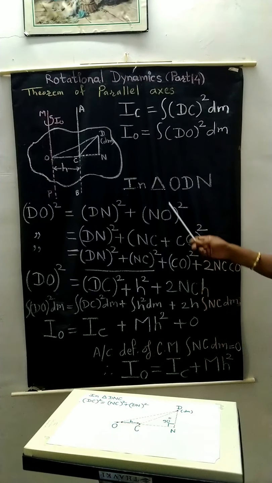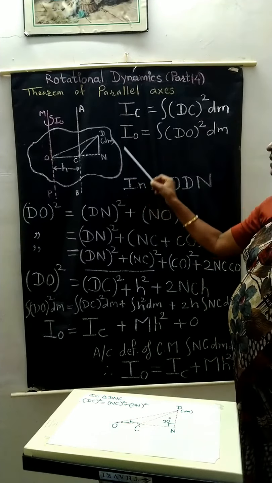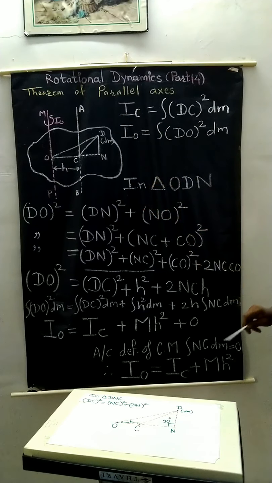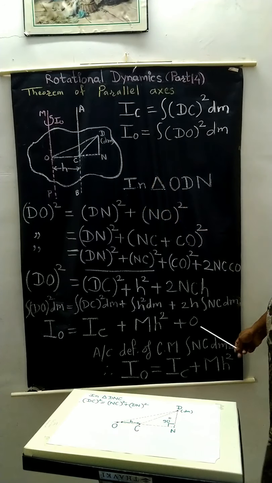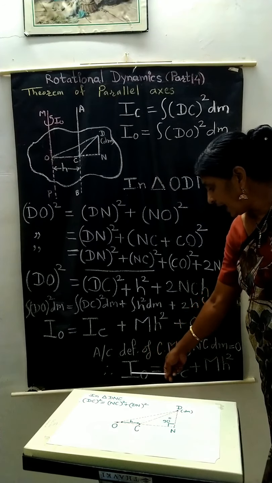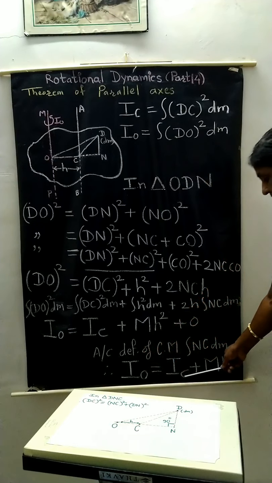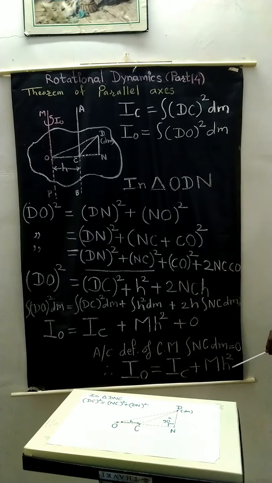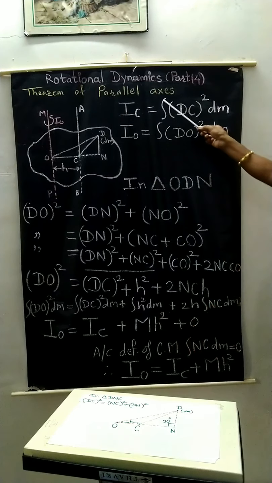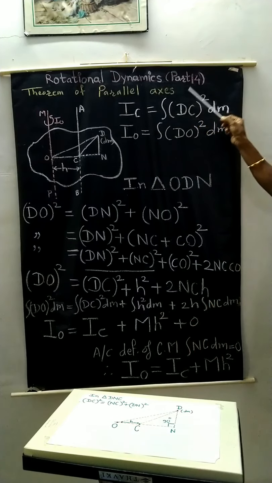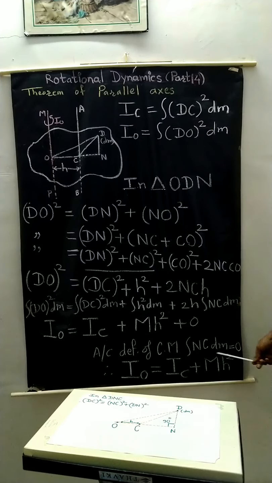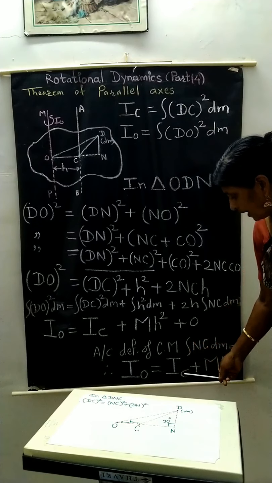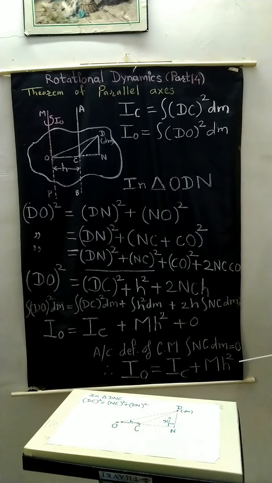Always there is a symmetric distribution of mass about the center of mass. Therefore, this integral NC dm is equal to 0. Hence, we get IO is equal to IC plus MH square, which is the statement of this theorem of parallel axis. Therefore, we arrived at the statement that IO is equal to IC plus MH square.